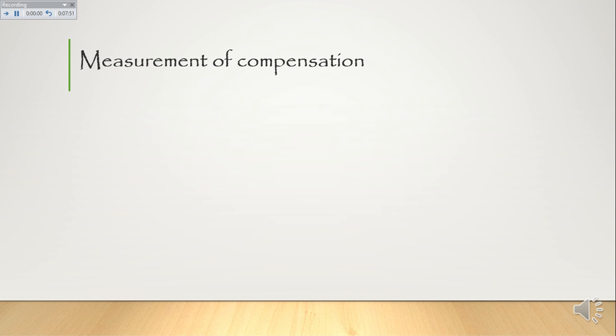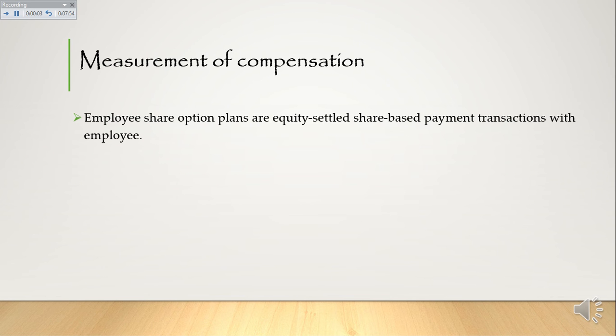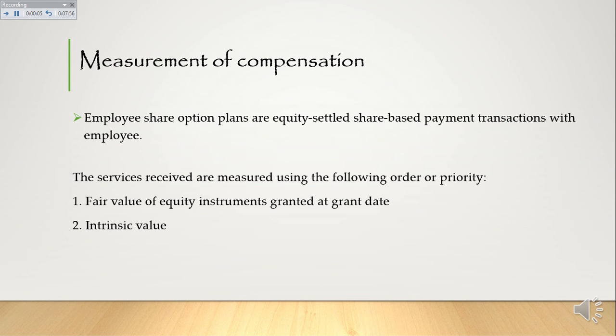Measurement of the services received are measured using the following order of priority. First is the fair value of equity instruments granted at grant date. So, dito, the compensation is actually equal to the fair value of the share options. Fair value na tinutukoy dito ay yung grant date. Kung magkano yung fair value ng option sa date of grant, yun yung amount na gagamitin mo to measure the share options. Next is the intrinsic value.